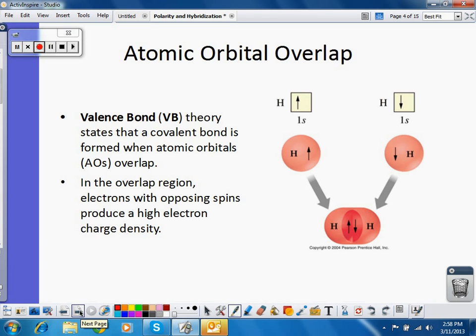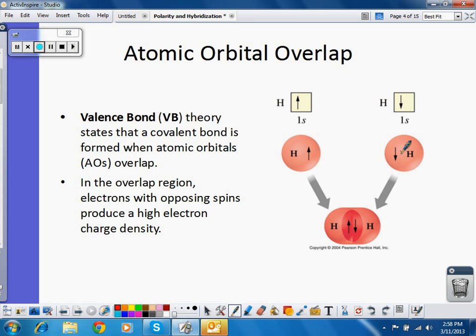Okay, so now last thing we need to talk about is how do these electrons get shared? Something called valence bond theory says that we have overlapping atomic orbitals. So here's my hydrogen molecule, we overlap two 1s orbitals, the electrons are shared between them. Seems to work just fine.